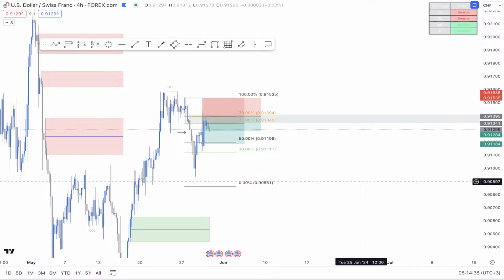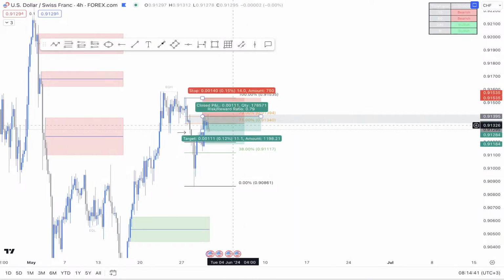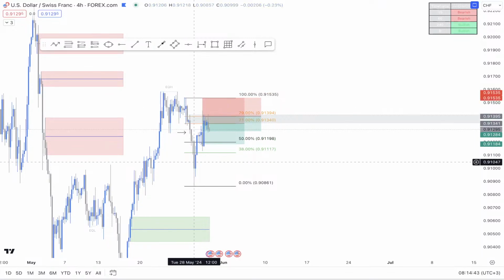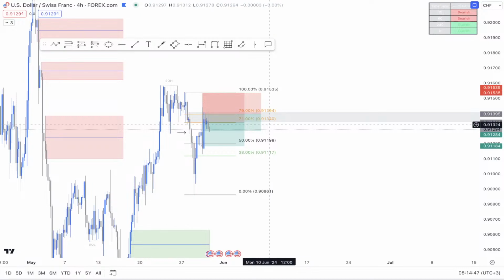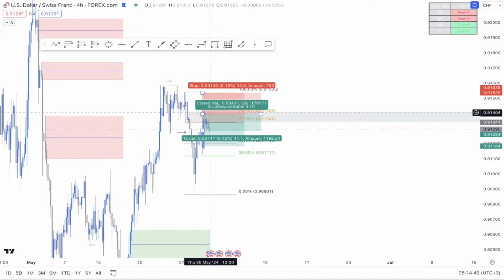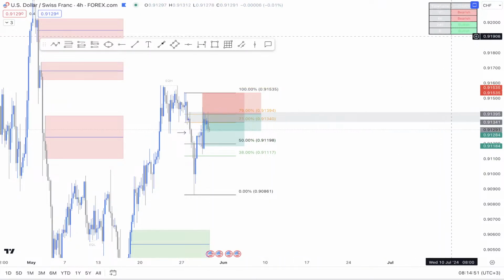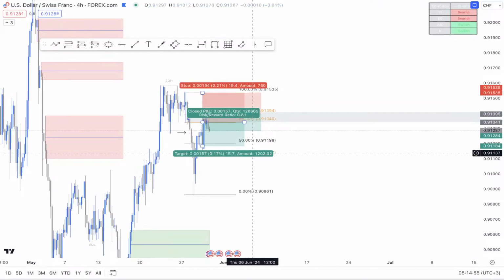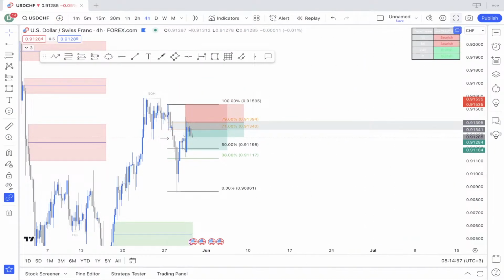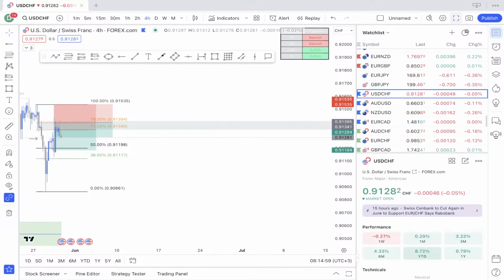To quickly recap why I took it, it was very simple. I saw a textbook break of structure to the downside caused by this bearish leg right here. I saw an unmitigated order block lining up perfectly with the point of interest. The daily and the 4-hour were both bearish on the trader graph, and the pullback was also a pretty nice and corrective one. Hence why I decided to take this setup.